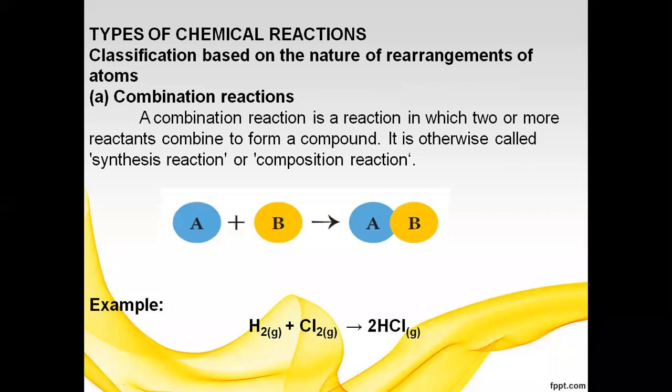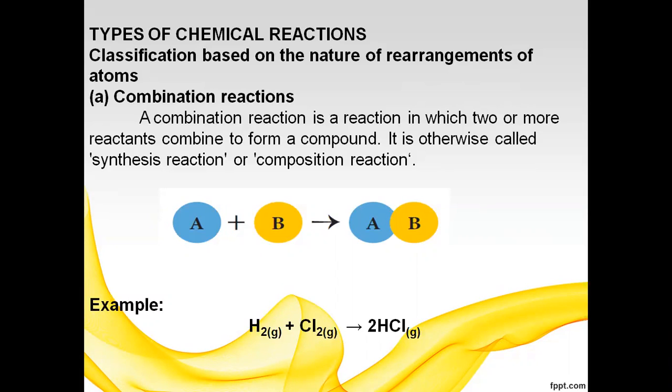First, what is meant by a chemical reaction? A chemical reaction involves breaking of old chemical bonds and formation of new chemical bonds. We talked about this in the previous class. During a chemical reaction, the atoms of the reacting molecules or elements are rearranged to form new molecules.